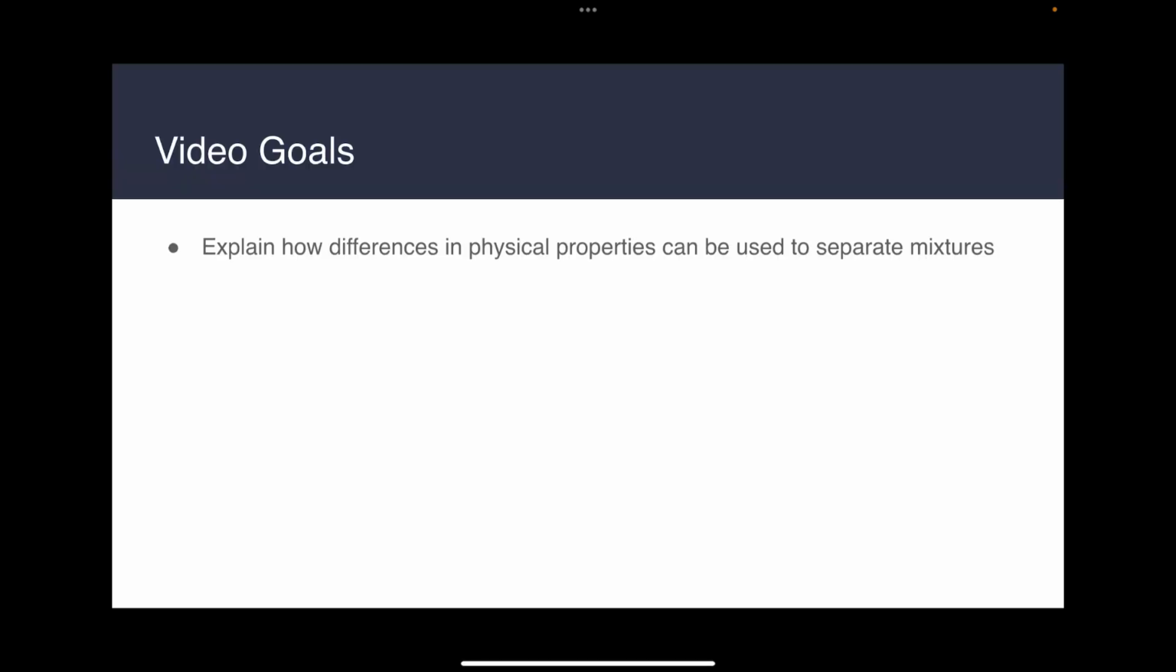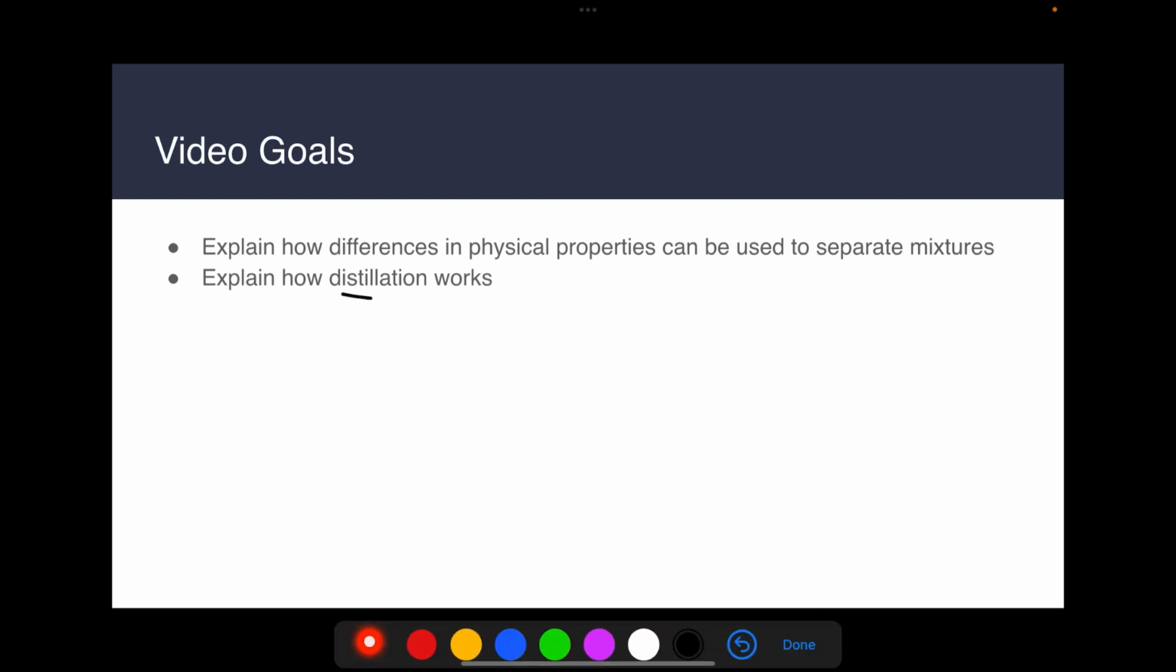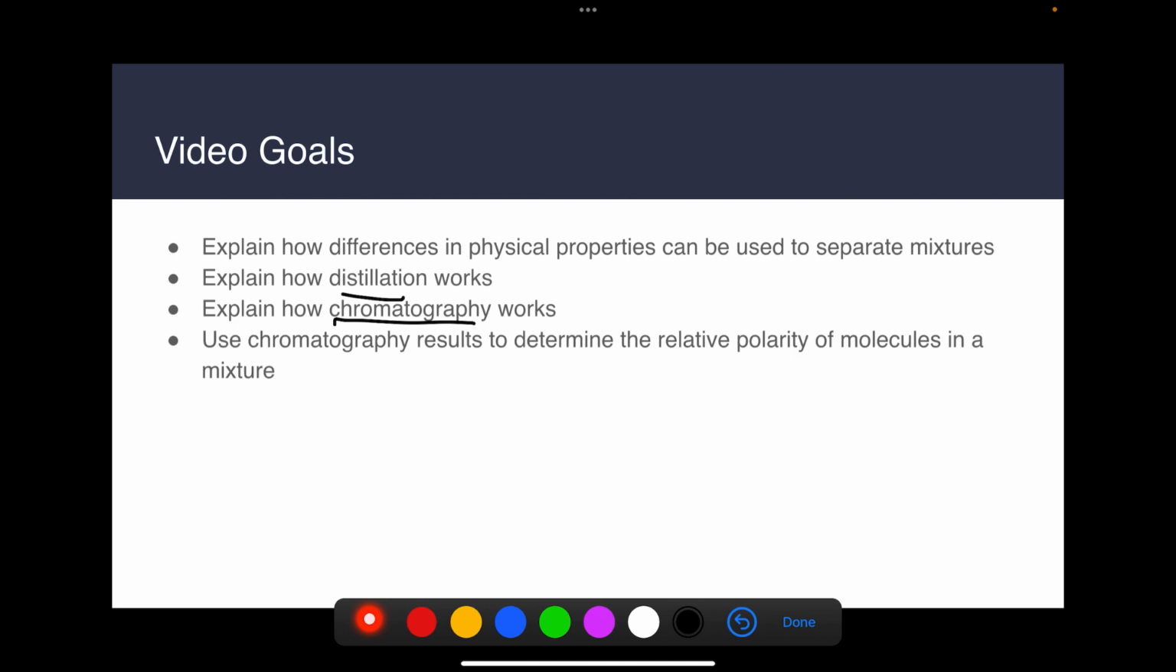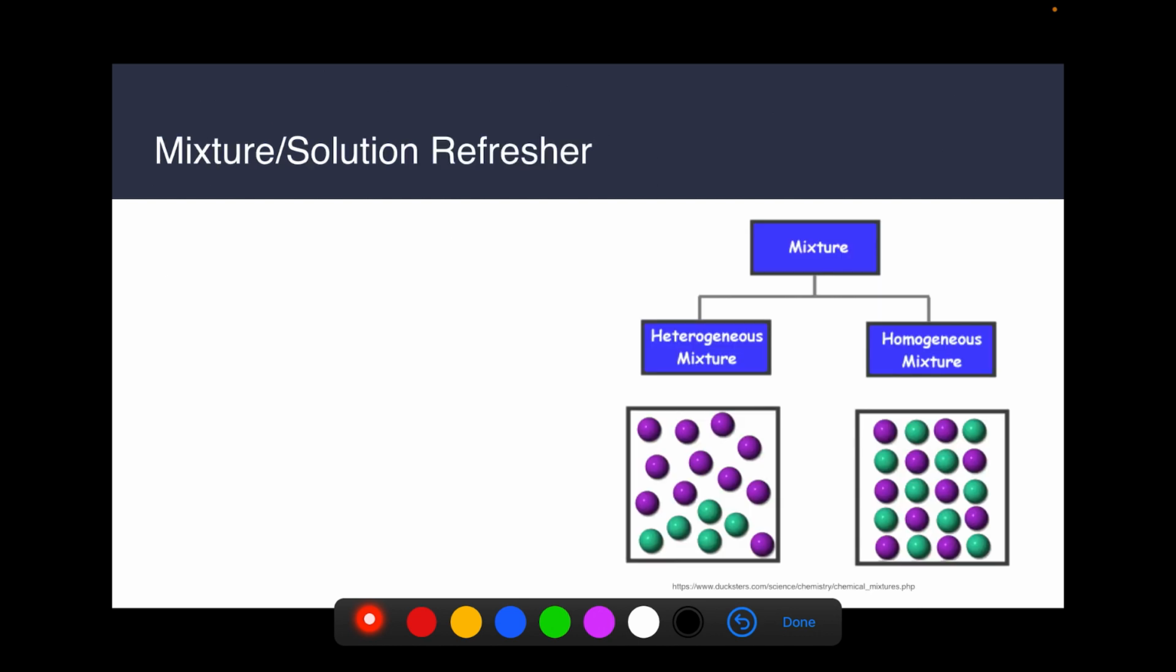By the end of this video, you should be able to explain how differences in physical properties can be used to separate mixtures. You should be able to explain how distillation works. You should be able to explain how chromatography works. And you should be able to use chromatography results to determine the relative polarity of molecules in a mixture.